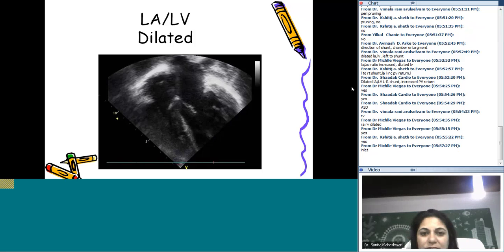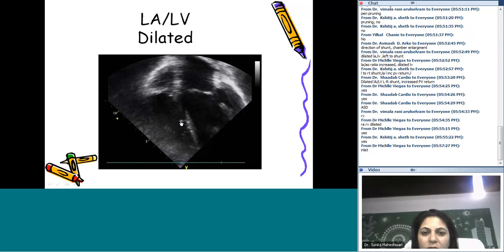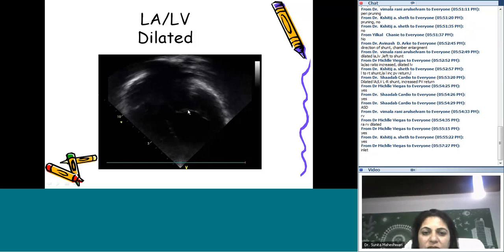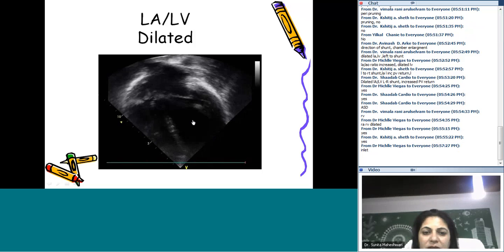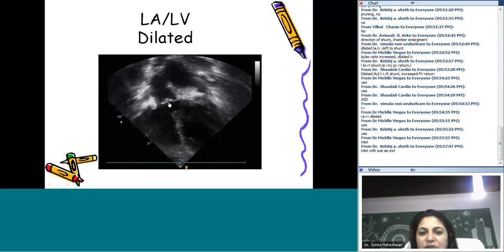Can you see? Not exactly inlet, because maybe you're seeing this artifact, but when you see the AV valve, you don't see much. Then as you tip up, you start seeing it right here. So it's definitely subaortic. You could call it subaortic with some inlet extension.